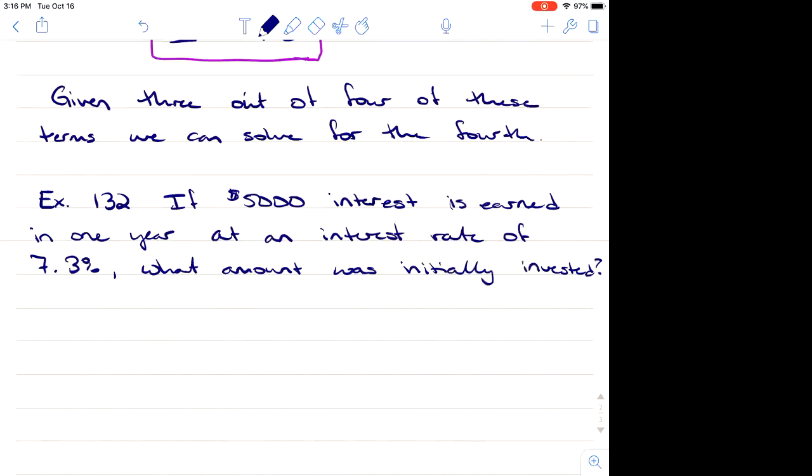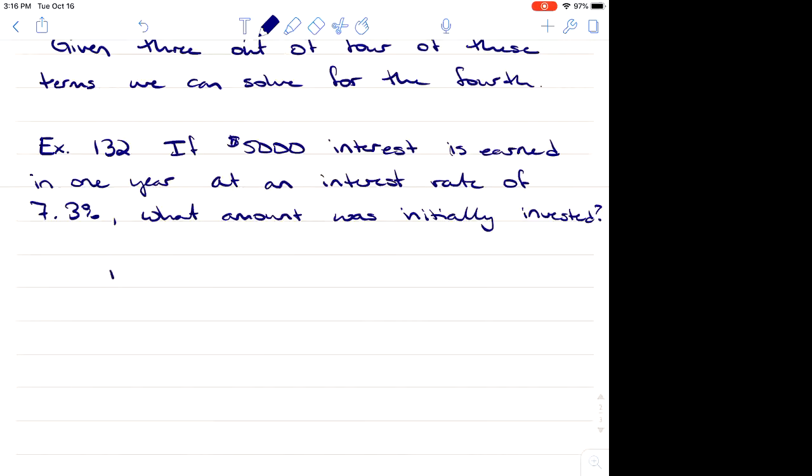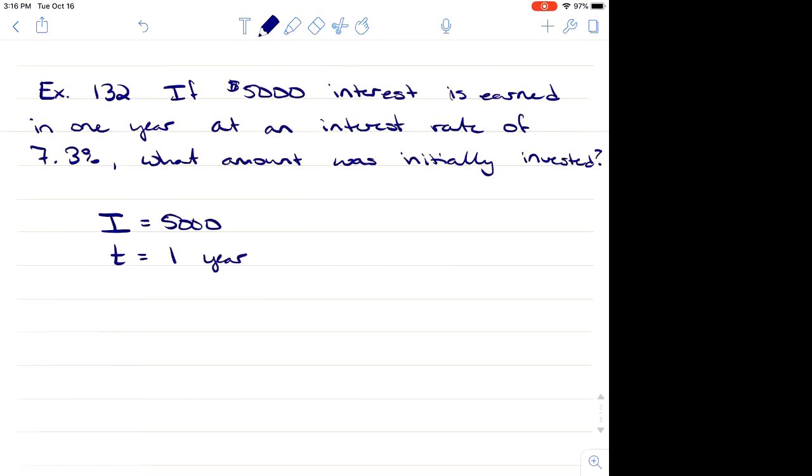Okay, so just like we've been doing, let's write out everything that we've been given. We're told that the amount of interest I is 5,000. And then we're told in 1 year, so T must be 1 year. And the interest rate, lowercase r, is 7.3%, or remember, we use decimals for math, for percentages, so 0.073.